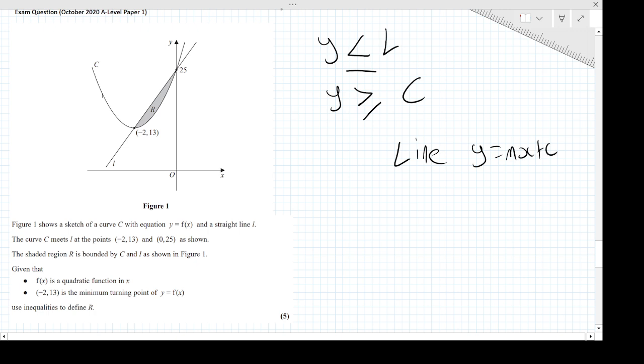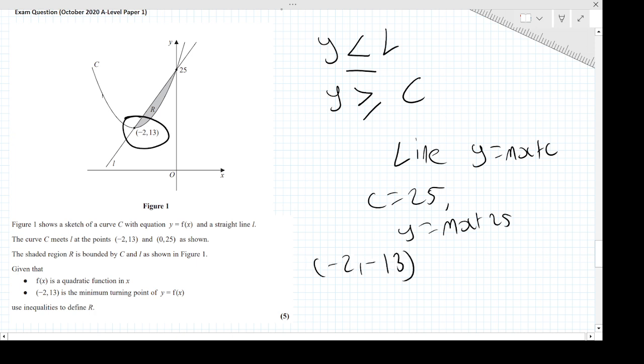So we also need to find m and c. Firstly, we know the y-intercept is 25, so that means c is 25. So y is mx plus 25. Now we need to find m, the gradient. Well, we can find that by substituting a point in. We know a point is -2, 13. So substitute that point into our line equation.